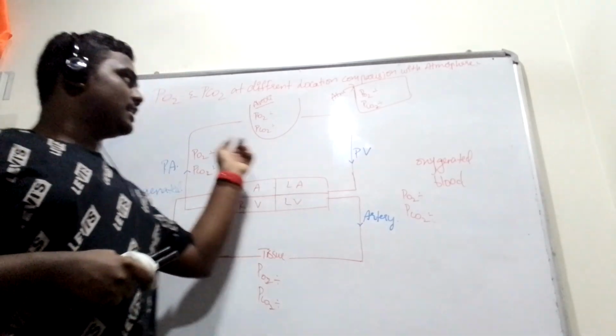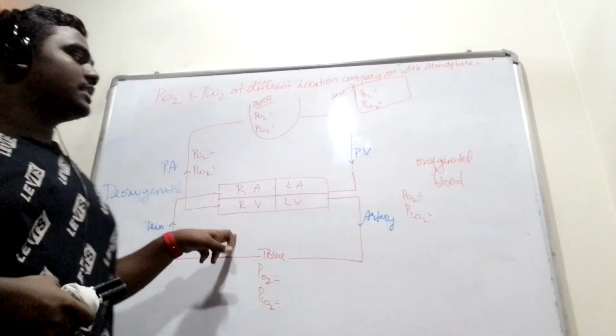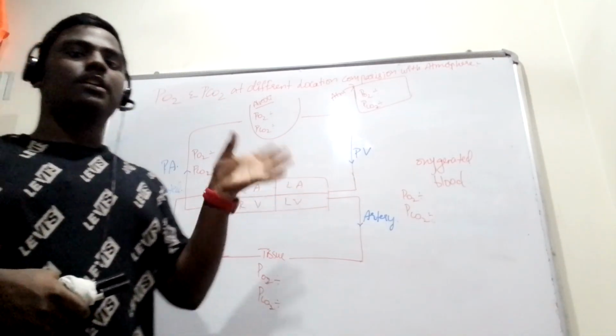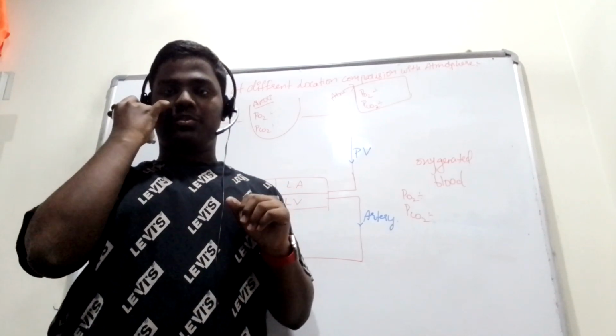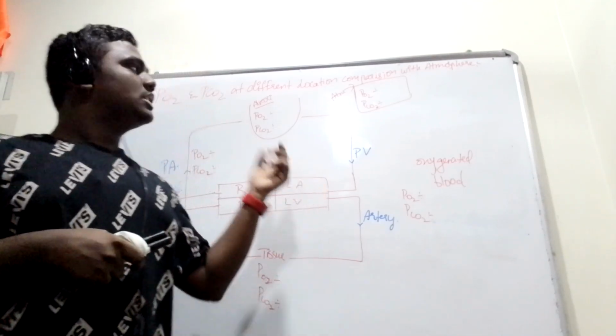If you are not able to understand these terminologies, or how I have drawn this, that means you have not understood the double circulation system of humans. So please refer to that video, then you can come back to this one to understand it.